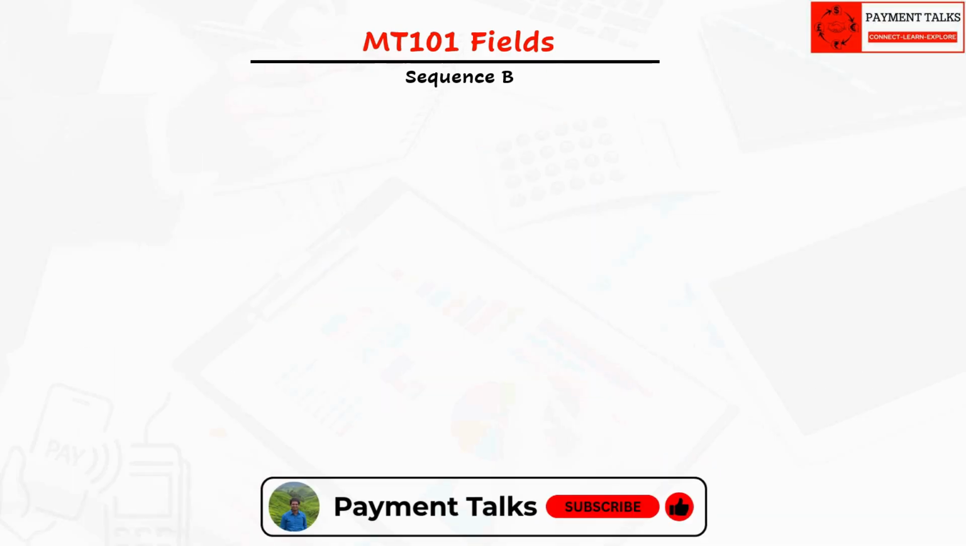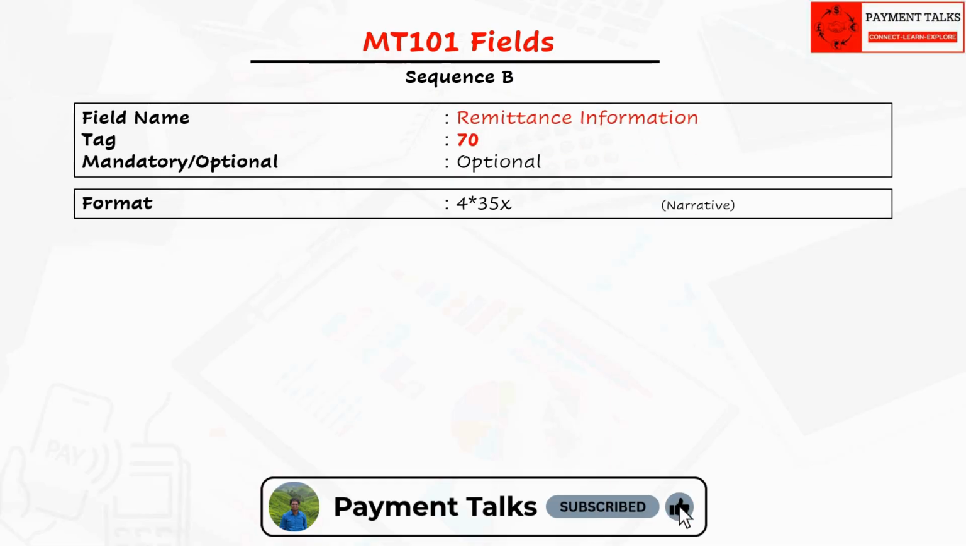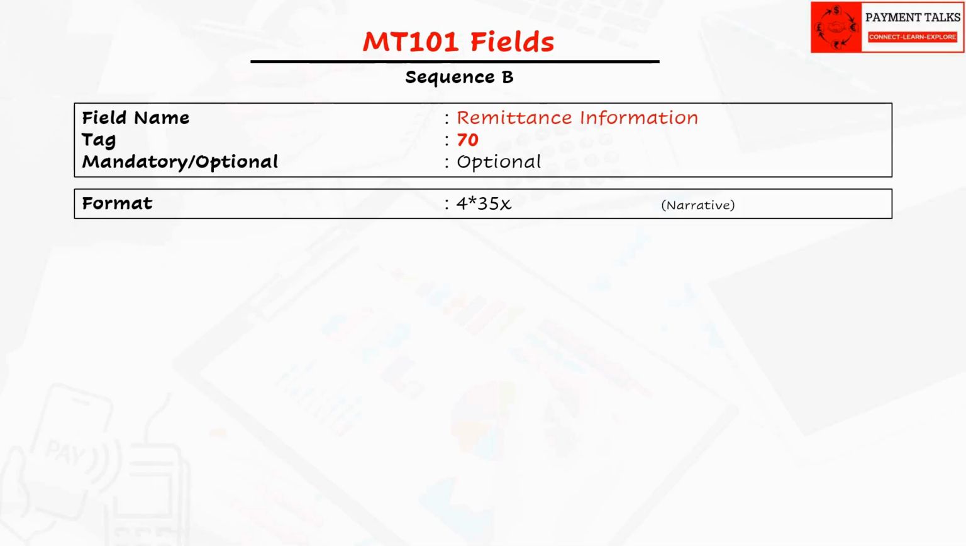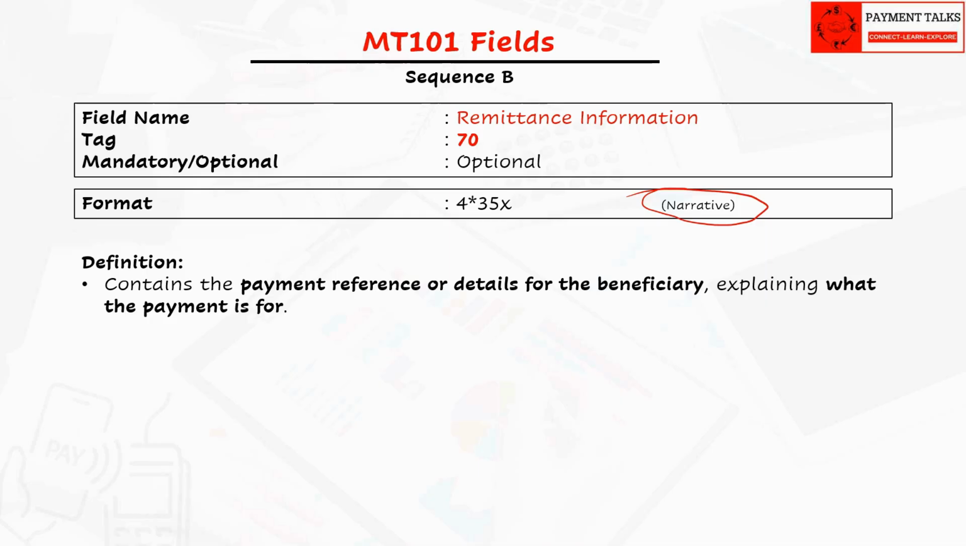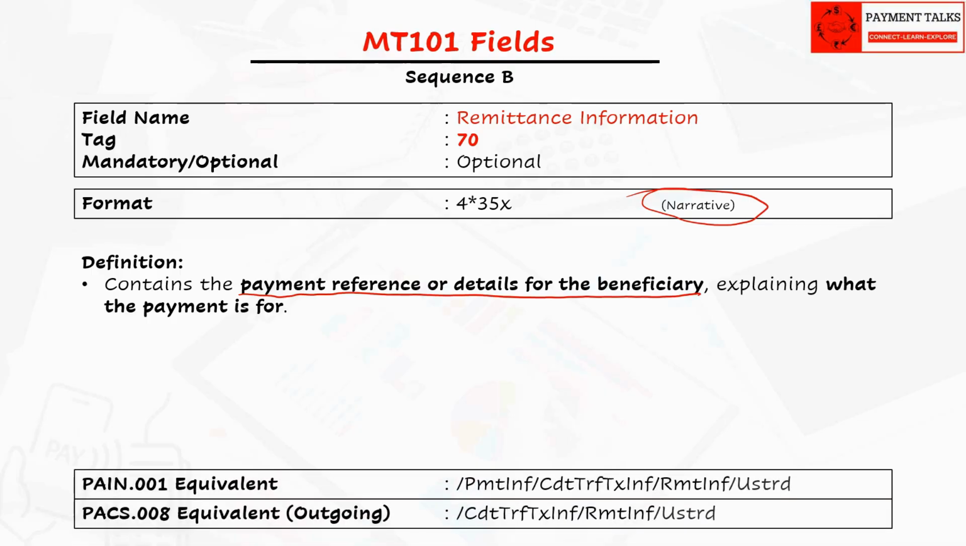The next field is remittance information, tag 70. This is an optional field. The format is simple, 4 times 35x text, but it contains the information using codes. This field contains the payment reference or details for the beneficiary, explaining what the payment is for. In PAIN.001, it is mapped to the field with the same name, remittance information. The same is passed on in the same field, remittance information, till the beneficiary of PACS.008 receives it.